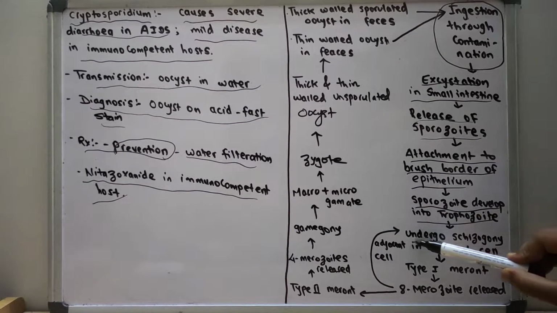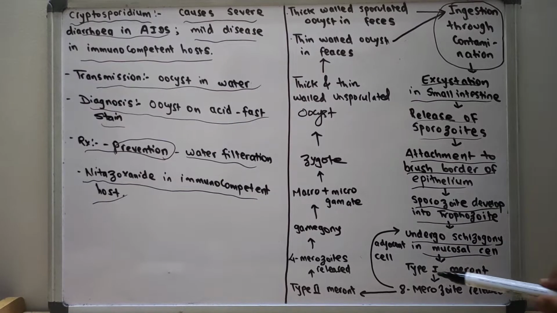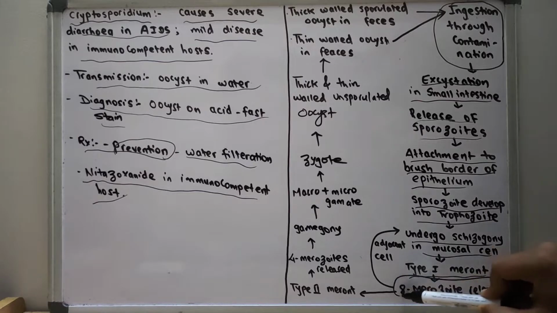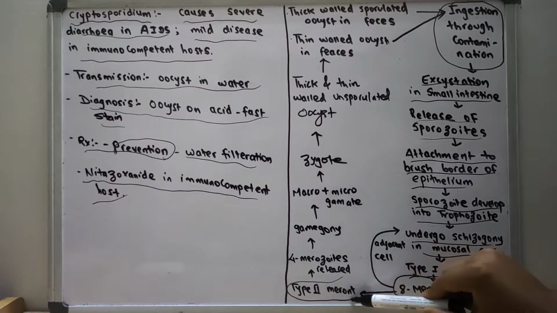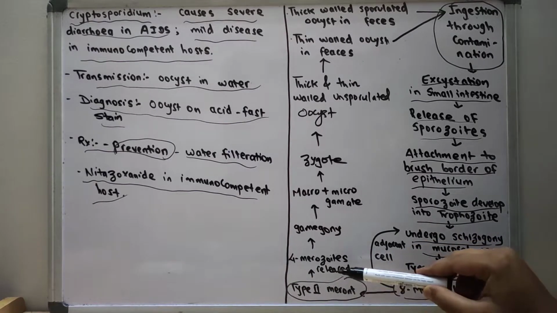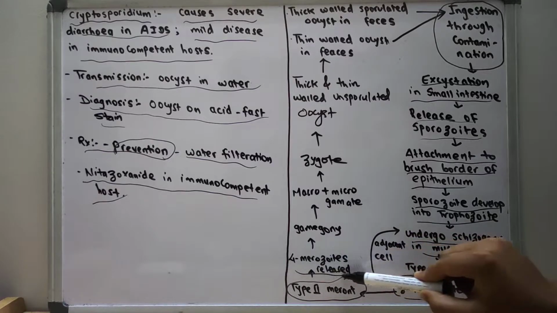The trophozoite undergoes schizogony in the mucosal cell of the intestine, and type 1 meront is formed. The type 1 meront changes into 8 merozoites. That means from the type 1 meront, 8 merozoites are released, and these merozoites in the adjacent cell undergo schizogony. But at the same time, those merozoites can also change into type 2 meront, and the type 2 meront releases 4 merozoites.